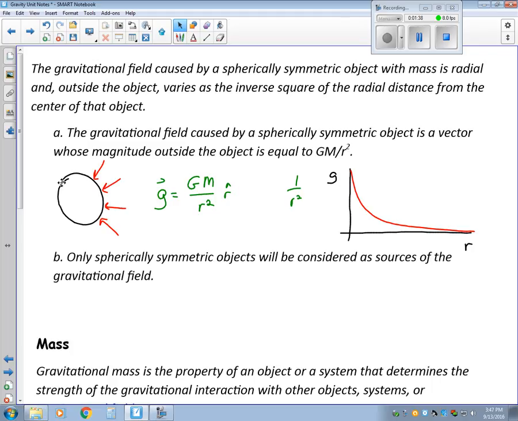What's kind of nice is that we will only be considering spherically symmetrical objects. We're not going to get into anything exotic in AP Physics. So that's kind of nice.